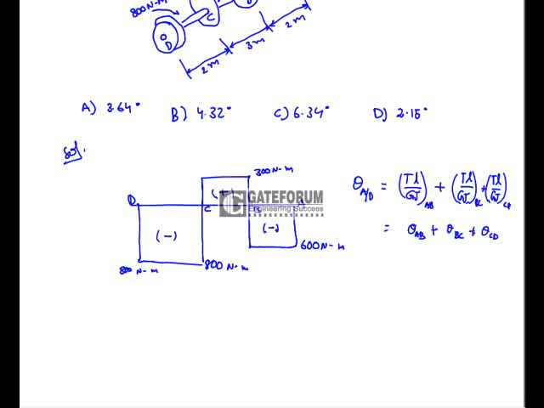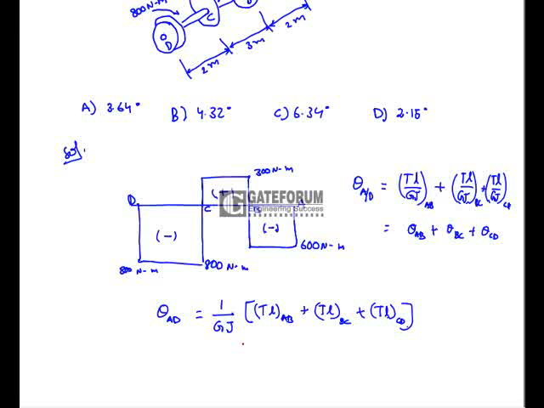So which gives the angle of twist of A with respect to D, or D with respect to A. Now theta AD is equal to, here GJ is constant throughout the shaft, because the diameter of the shaft is constant from A to D and the material is the same for the entire shaft, so 1 by GJ is constant. Now take GJ outside, and here it is TL of AB plus TL of BC plus TL of CD.